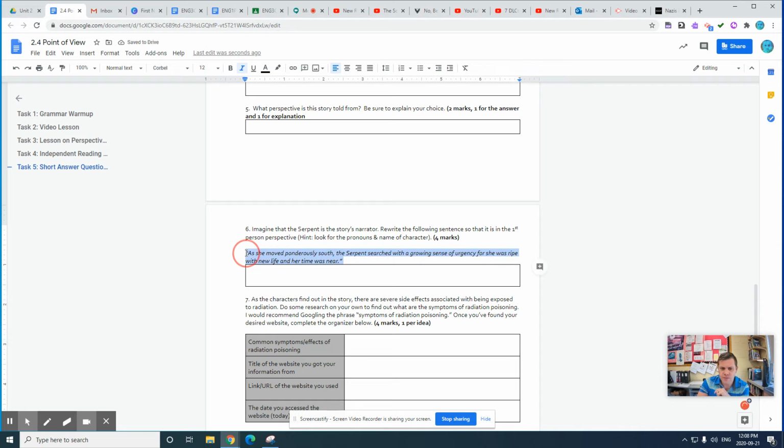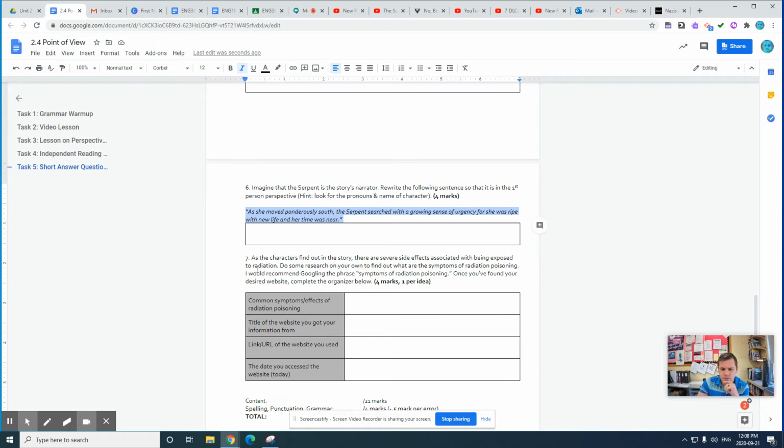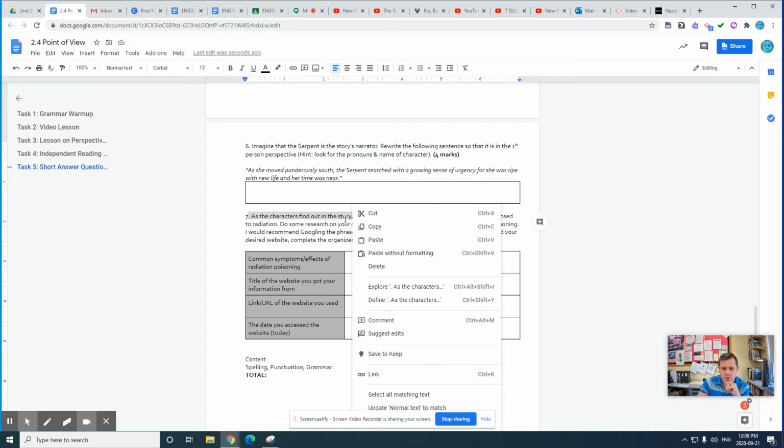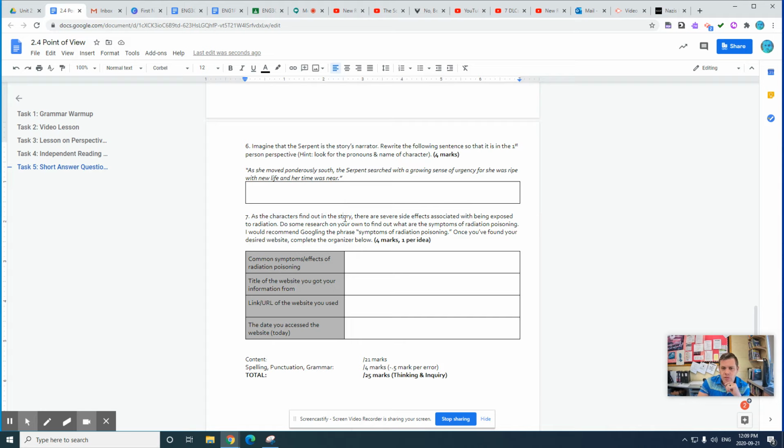So take this sentence and put it into third person perspective. Last but not least, I'd like you guys to do some research. So this story is about kind of the dangers of nuclear weapons and radiation poisoning. So I want you to do some research on your own as to what are the symptoms or side effects, they're the same word, of being exposed to radiation.